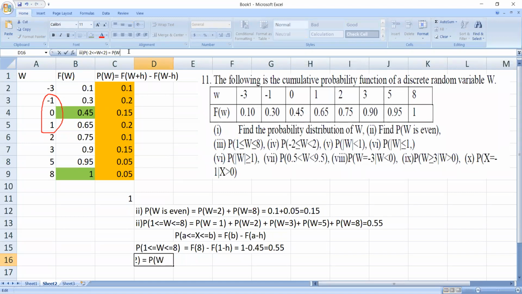So this is w equals -1, plus w equals 0, plus w equals 1, where p of w is equal to 1. I cannot consider +2 because the question says less than 2. I cannot take -2 because -2 is not a possible value for w.